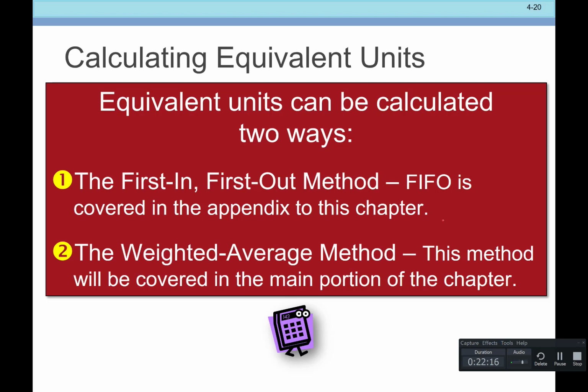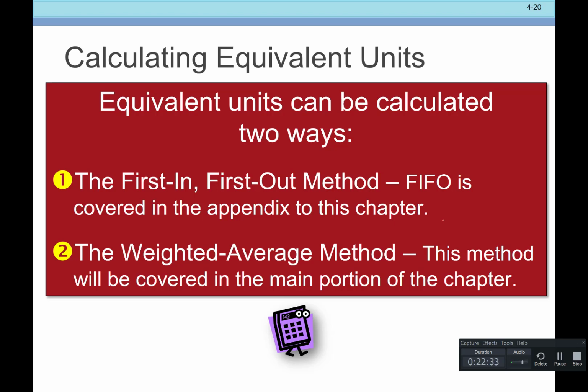FIFO's more accurate. The reason FIFO is more accurate is what? When you're producing something, stuff goes first in, first out, doesn't it? So it actually mimics the way items would flow through our inventory. Weighted average is a little less precise.